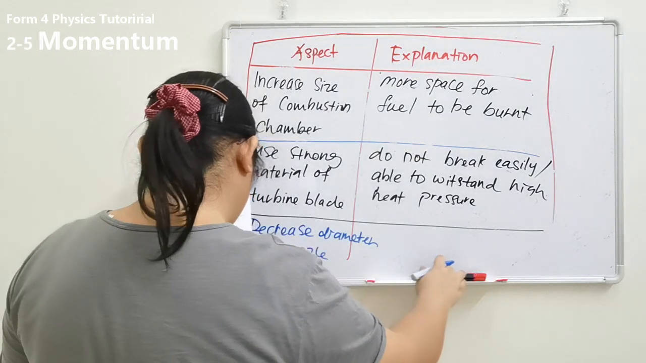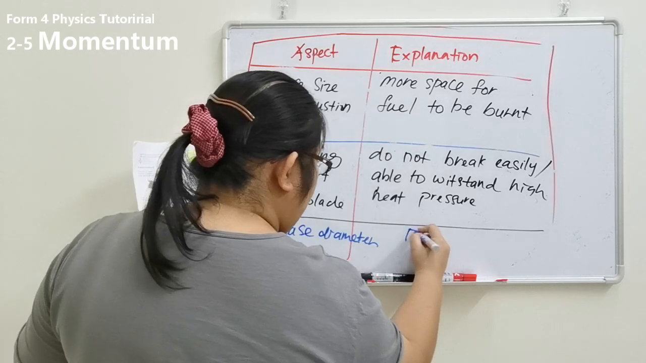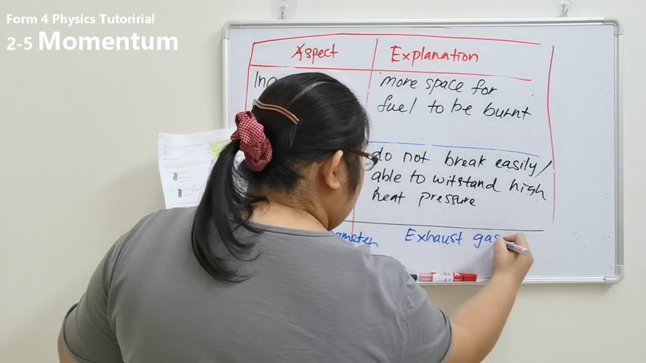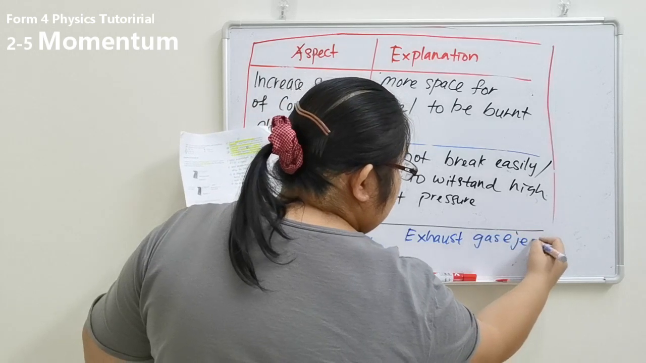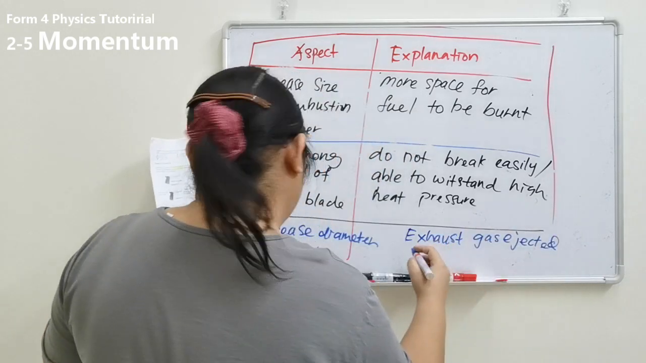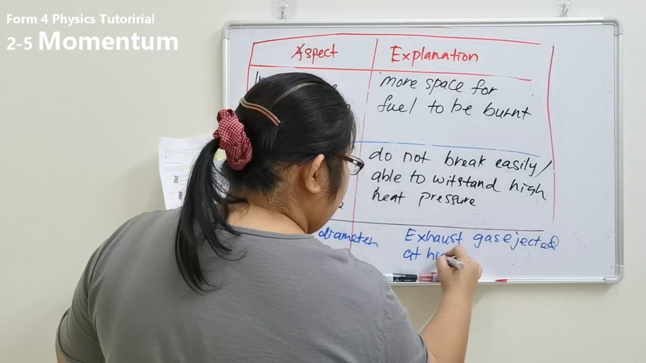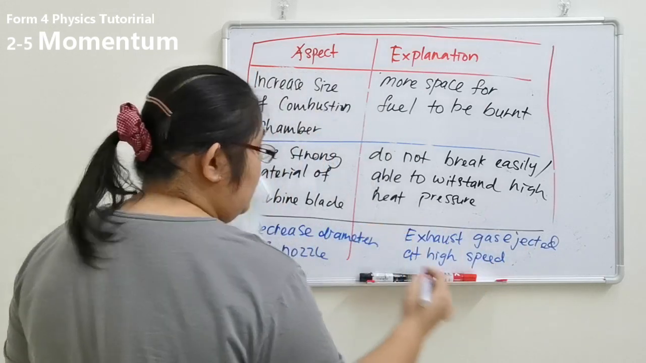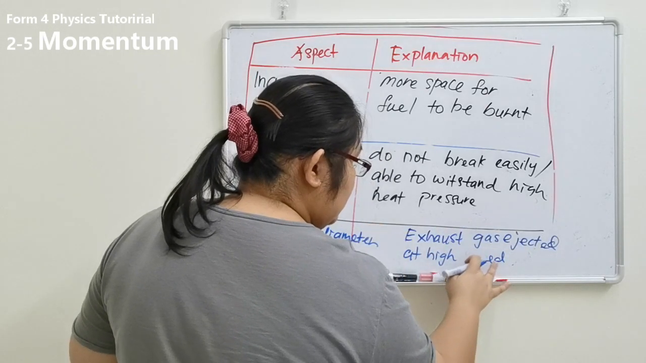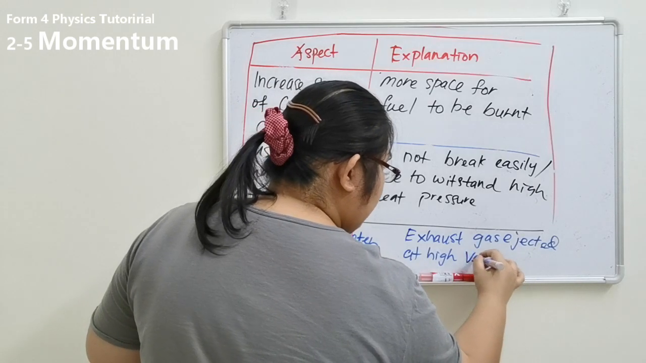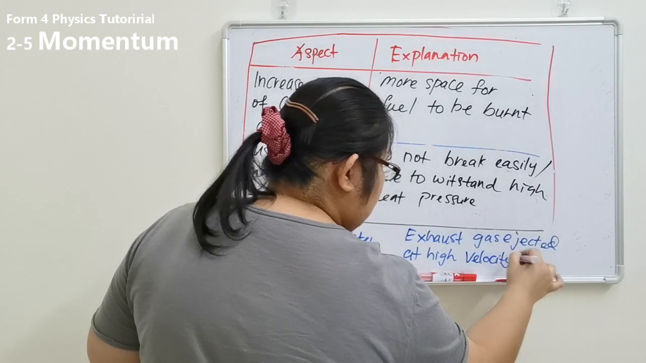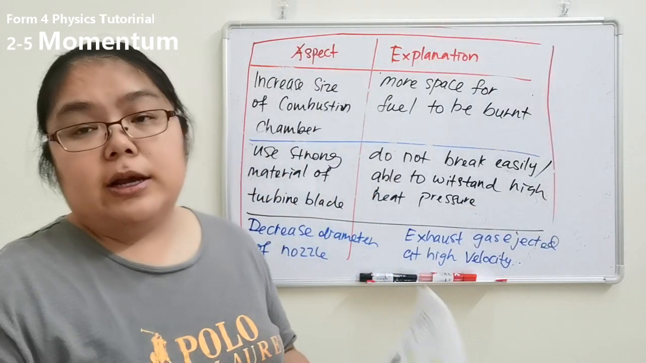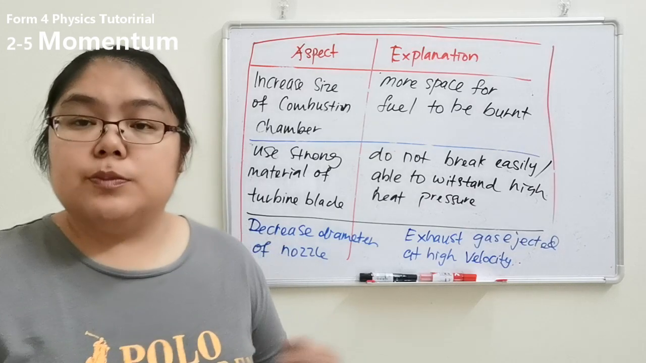Okay, why do you want to decrease the diameter of the nozzle? Because you want the exhaust gas ejected at high speed. So you can write high velocity. If high velocity, you can also continue: high velocity can then produce bigger backwards momentum.